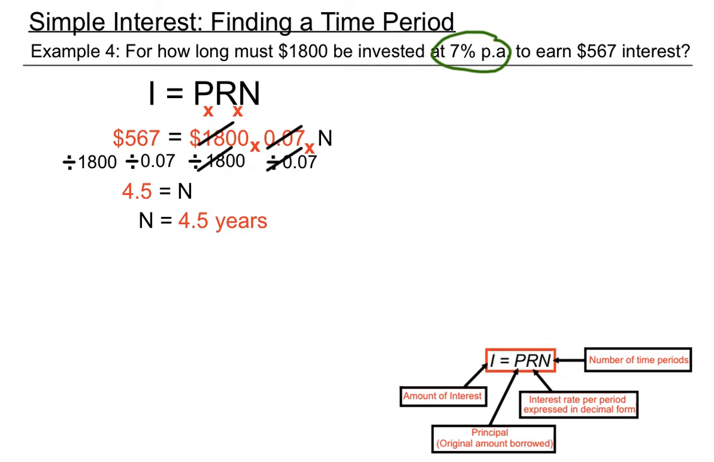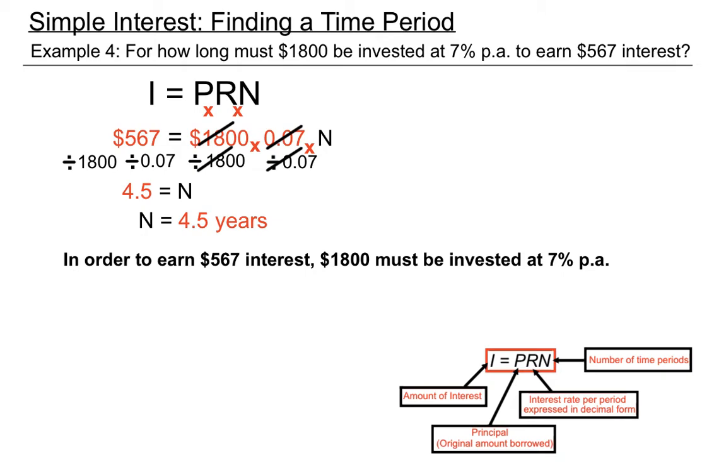And in our sentence that we'll write out, we could say that in order to earn $567 interest, $1,800 must be invested at 7% per annum for a period of 4 years and 6 months, we could say. Seeing 4.5 years is half a year, and half a year is 6 months. We could turn it into that if we like, or we could just say 4.5 years. But answer in sentence form if you're asked the question in sentence form.